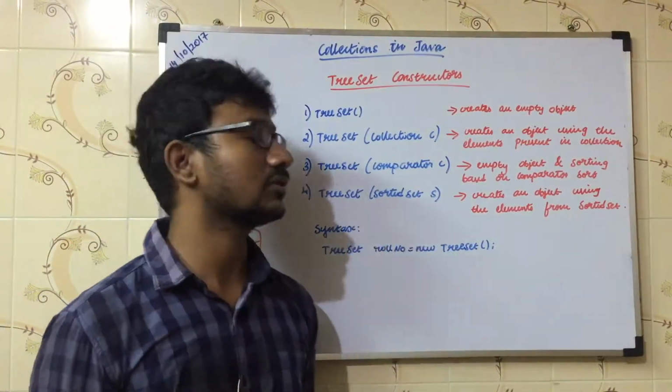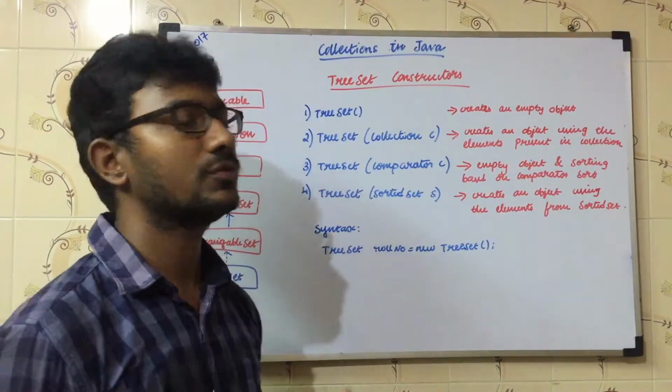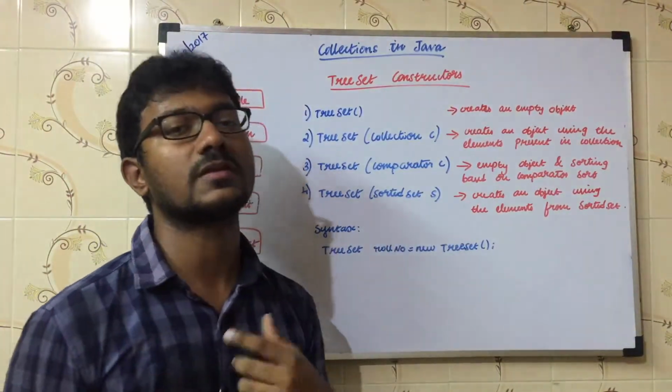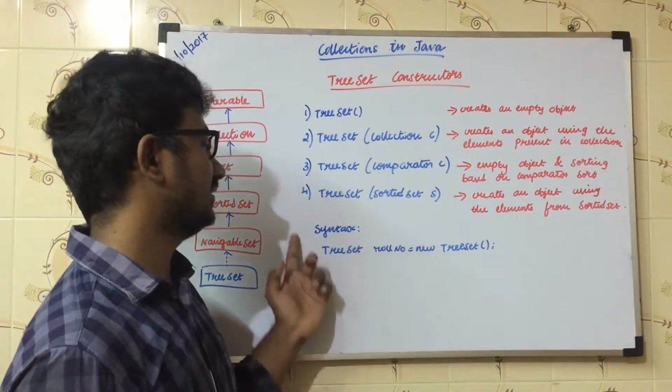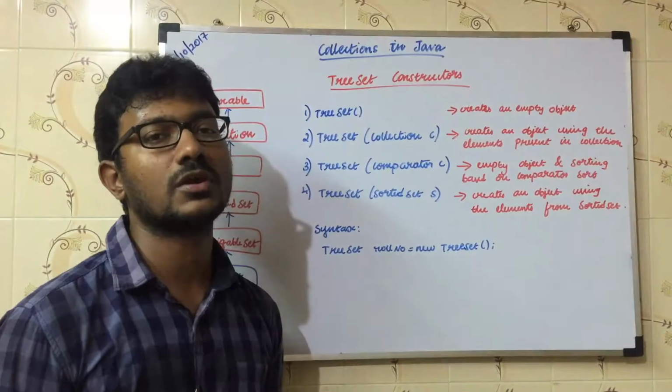And then comes TreeSet(SortedSet s). What it does is it will try to create an object using the elements present in the SortedSet object. So this is the syntax for creating the TreeSet object. Here, roll number is the object for the TreeSet.